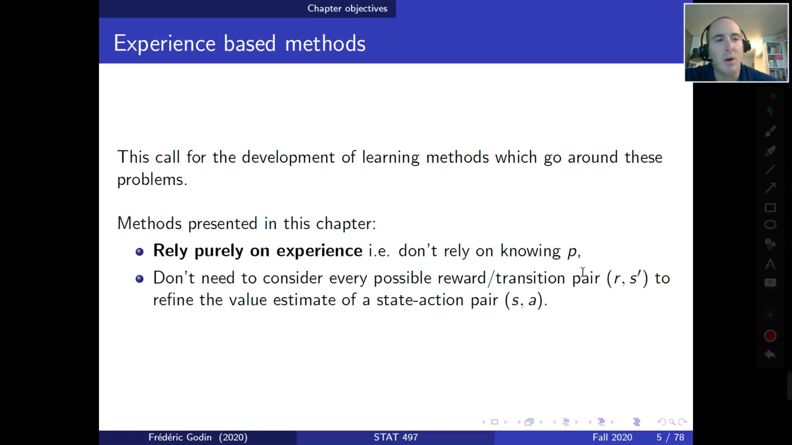And furthermore, for many problems, we cannot have summations across all possible states. To be applicable, for many problems, we cannot consider all possible transitions from the current state-action pair to the next reward and next state, because sometimes the number of such possible transitions is very large if there are many states and thus many possible values for S prime.